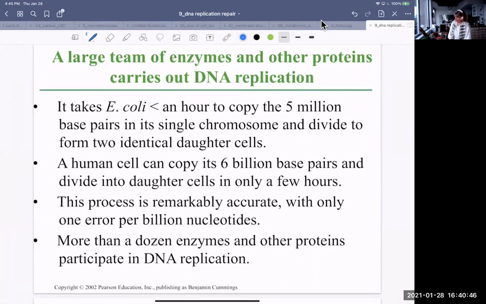So who carries out replication? Well, there's an enormous team that carries it out. For E. coli to be replicated, an hour or so for 5 million base pairs, a single chromosome divides to form 2 daughter cells. But a human cell can replicate 6 billion base pairs divided into daughter cells also in only a few hours. That's a considerably larger genome, however, and it's quite accurate. Only 1 error per billion nucleotides, which is amazing. There's a whole chunk of enzymes that are involved.